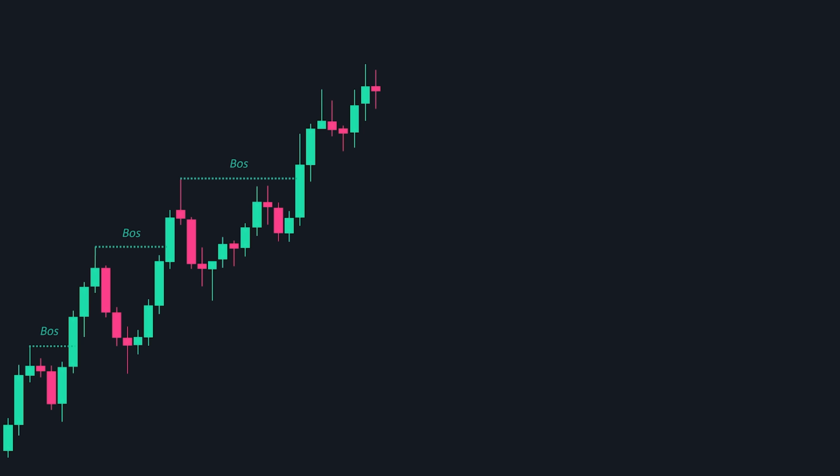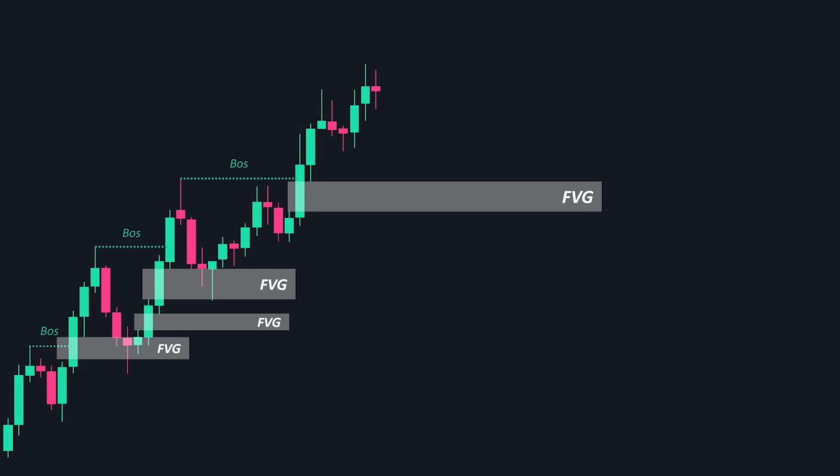Next up, we have fair value gaps. Fair value gaps represent imbalances on the price chart where there's a gap between the fair value of price. The market often returns to fill these gaps as price seeks balance. We'll use these gaps as key areas of interest, expecting possible price reactions. First, we wait for the price to return inside the gap, and then we look for confirmation signals on the lower time frames to enter a buy trade.